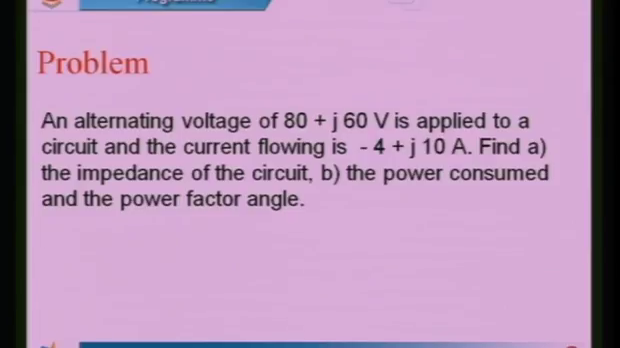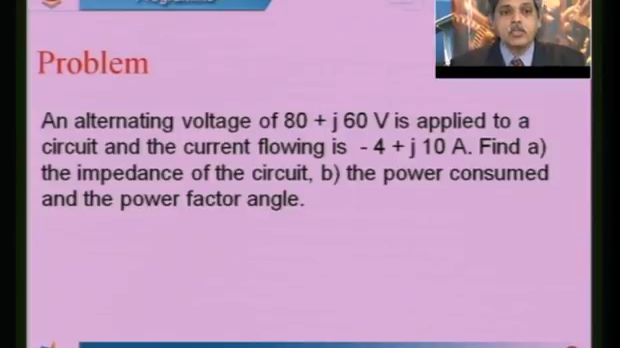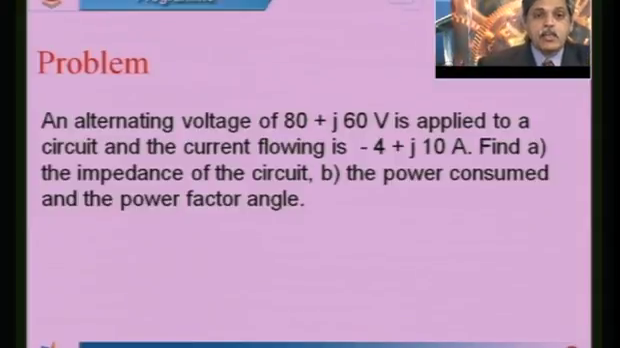An alternating voltage of 80 plus j60 volts is applied to a circuit and the current flowing is minus 4 plus j10 amperes. Find the impedance of the circuit, the power consumed, and the power factor angle. Here the voltage and current are given in the form of a complex number.